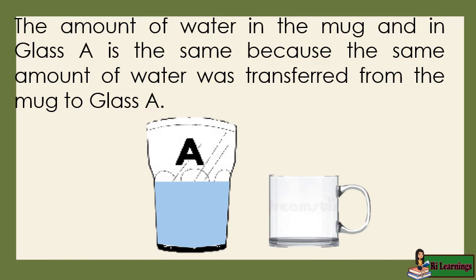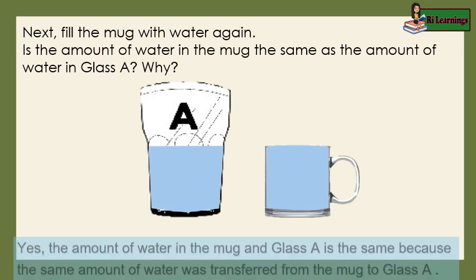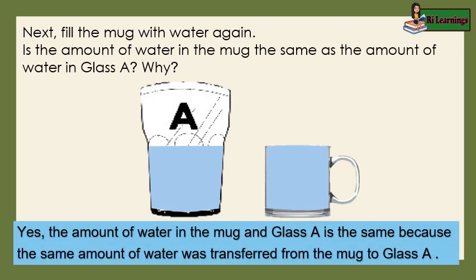The amount of water in the mug and in glass A is the same because the same amount of water was transferred from the mug to glass A. Next, fill the mug with water again. Is the amount of water in the mug the same as the amount of water in glass A? Why? Yes, the amount of water in the mug and in glass A is the same because the same amount of water was transferred from the mug to glass A.